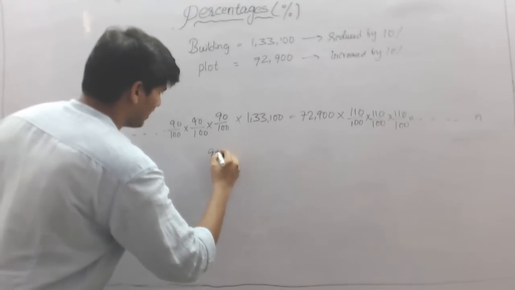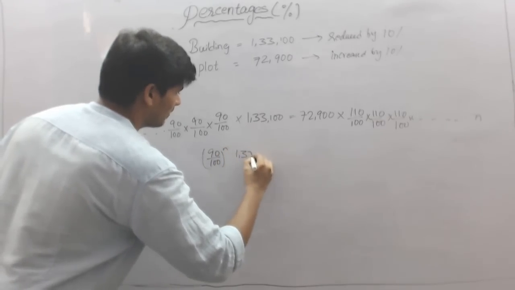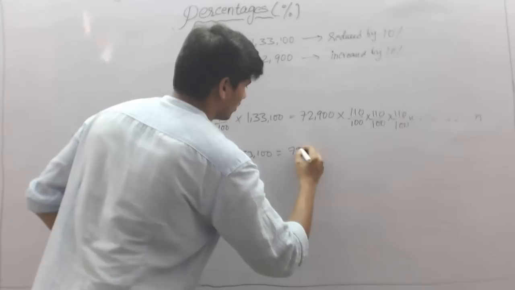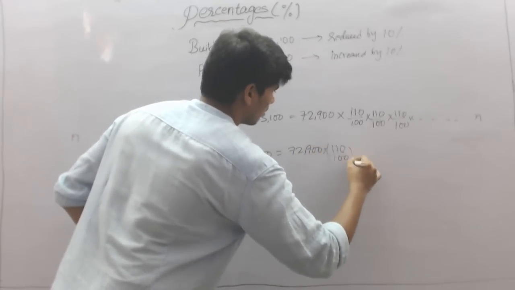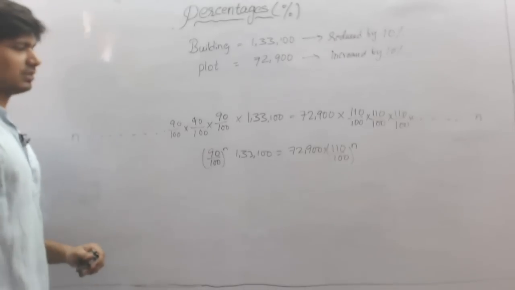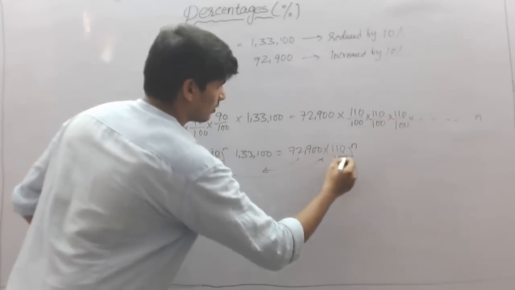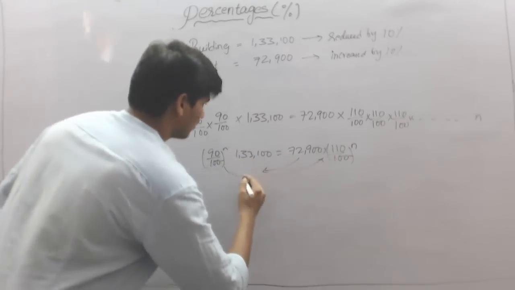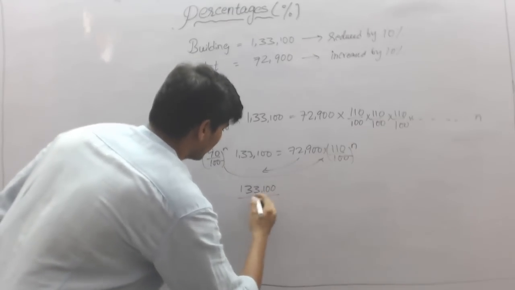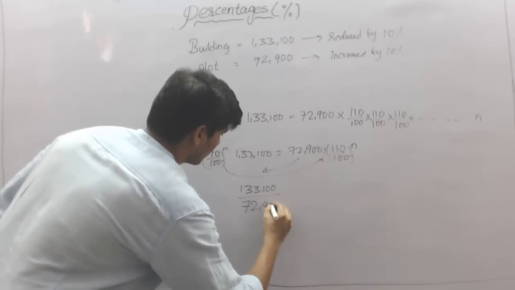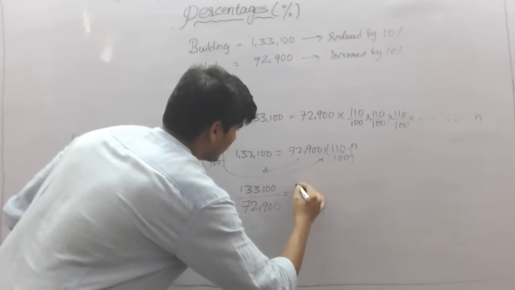That is (90 by 100) whole power n into 13310 is equal to 72990 into (10 by 100) whole power n. This is what you got. Now let's take this one. Here you get cancelled. That is 13300 by 72990 is equal to (90 by 100) whole power n.